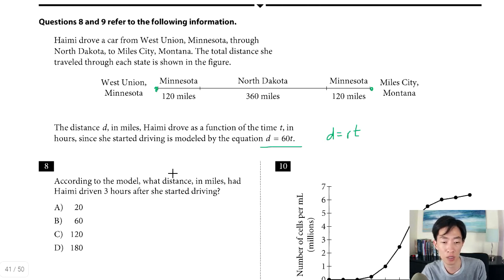So this question is actually really easy. We basically just use the formula that they gave us. And if they're saying, what distance did she drive after 3 hours of driving a constant 60 miles per hour? We're basically plugging in 3 for time, and 60 times 3, her distance is 180 miles. So D is the answer.